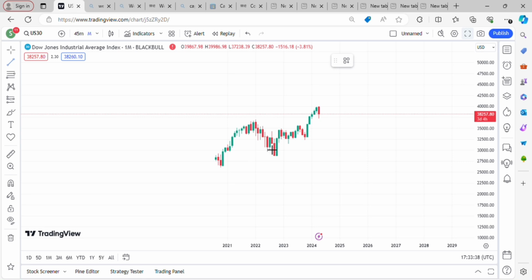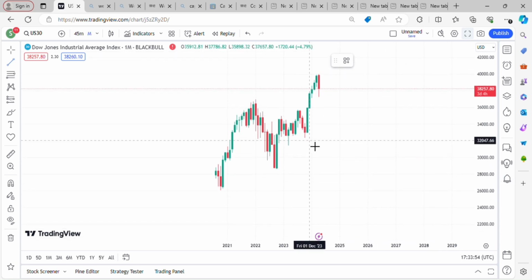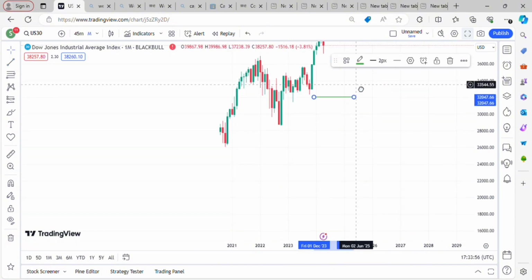Let's get into it. So I'm currently looking at US30. I'm on the monthly time frame, of course. I know usually I start on the daily time frame, but I'm looking at this with a different perspective. I'm trying to show you something very, very useful. So just go with me on this one. As I said, I'm on the monthly time frame.